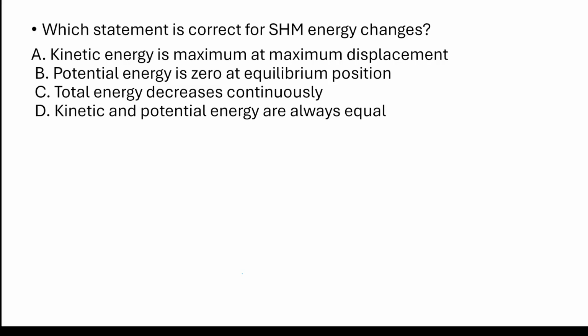Okay, let's do this one. Which statement is correct for SHM energy changes? KE is maximum at maximum displacement. Obviously not. Maximum displacement means the spring is maximum extended, so what should be maximum is the potential energy. Potential energy is 0 at equilibrium position. Yes, that is kind of right. Total energy decreases. No, it is always constant. Kinetic and potential energies are always equal, not necessarily. One might be greater, one might be less. So the second is correct.